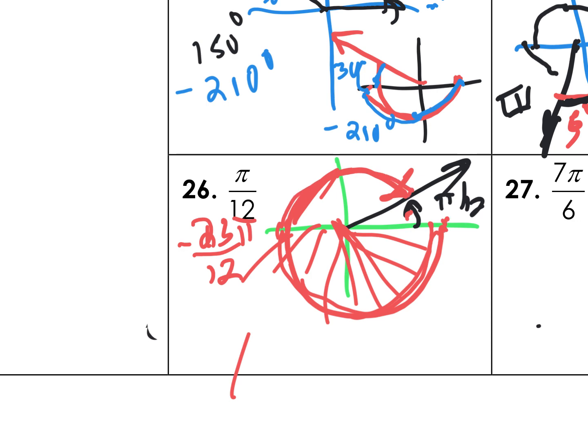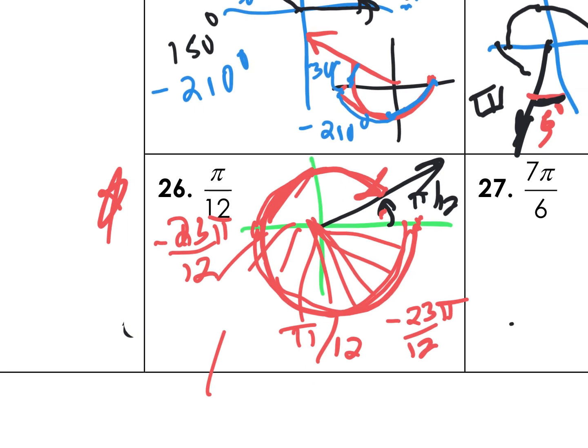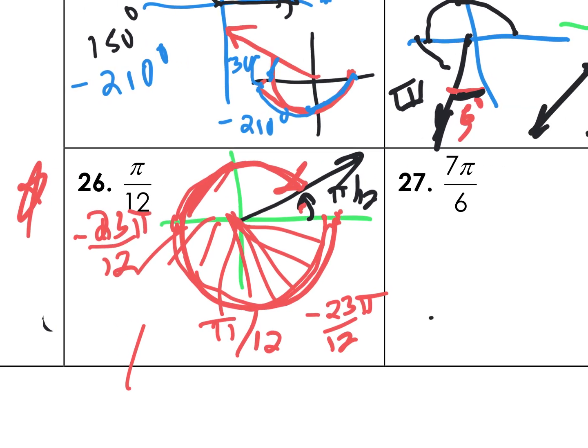That's probably the hardest one to think of. Pi over 12 and a negative 23 pi out of 12. That's the hardest one. Probably star it. You might want to talk about that in class.